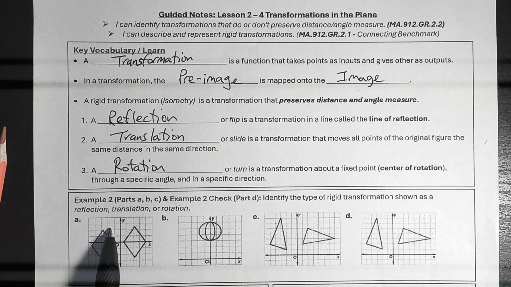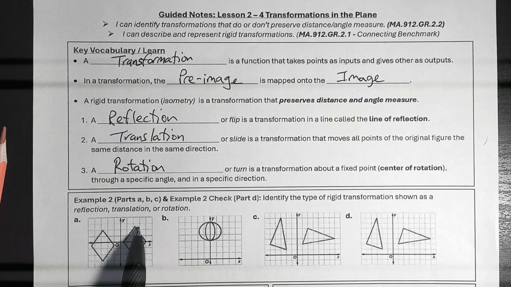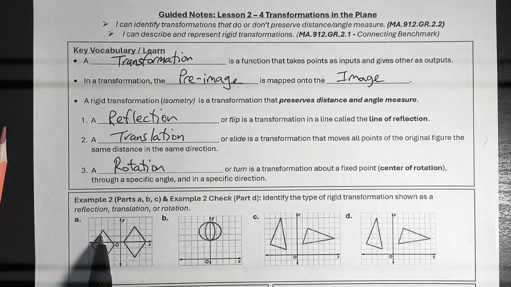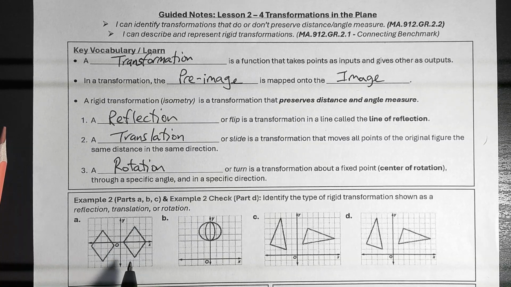So 1, 2, 3, 4, 5, and up a half. I'm sorry, 5 to the right, a half up, but that's a slide. It slid 5 and up a half.